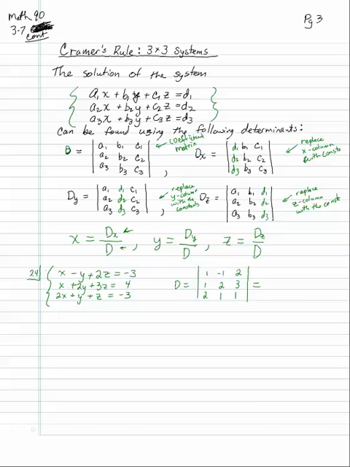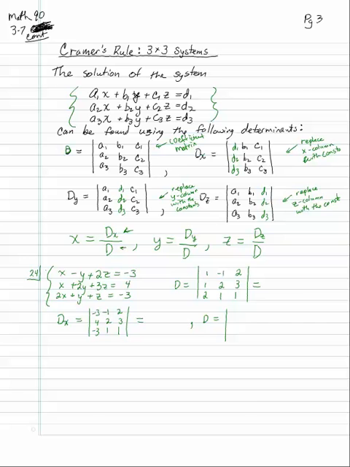I'm going to do d sub x. So I'm going to take the x column out, leave the other two columns alone. I'm going to take the x column out and put in the constants, which is negative 3, 4, negative 3. And I'll work that one out. Again, I'll just do it on scratch paper. And then your challenge is see if you can do it yourself too and get the same answer I do.